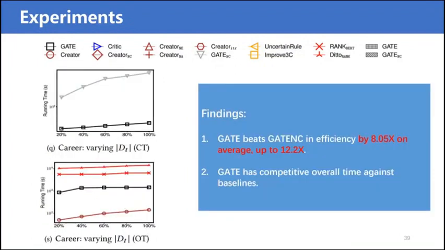Finally, we also compare the efficiency of GATE. So GATE beats GATE NC, which is a baseline, also a variant of GATE. GATE beats GATE NC in efficiency by 8.5 times on average. Secondly, GATE has competitive running time against some baselines.